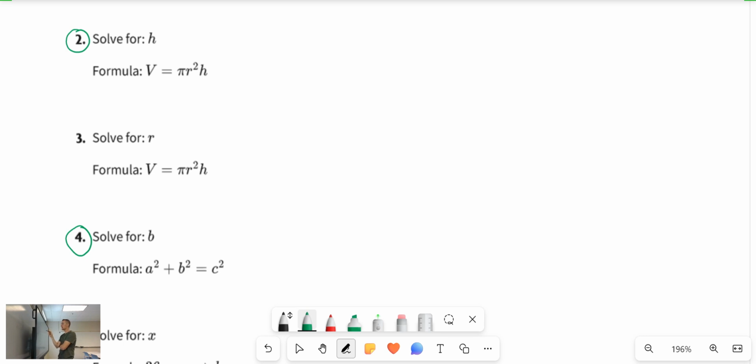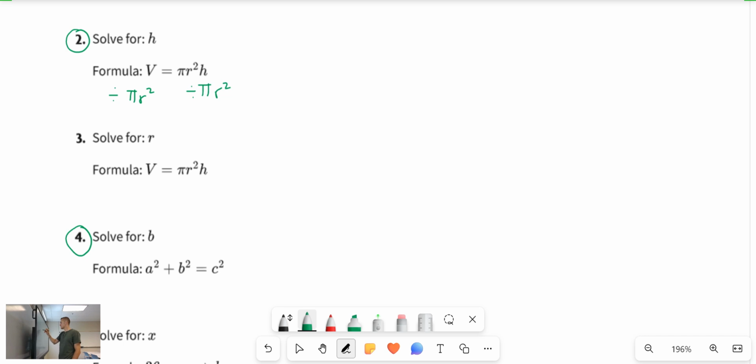So V equals pi r squared h. This is the volume formula for a cylinder. So what we're going to start with is getting h alone. I notice here that pi, r squared, and h are all multiplied together, which means we can just divide everything that's not h from that right side. So to start, we're going to divide both sides by pi r squared.